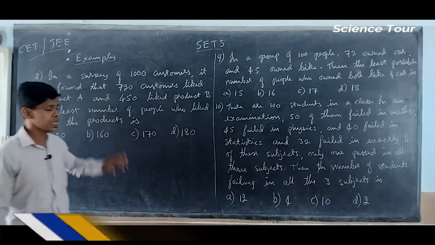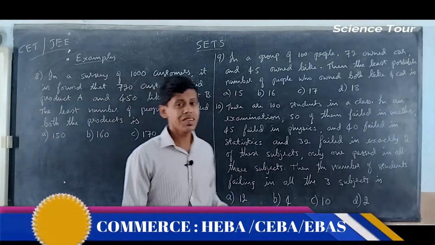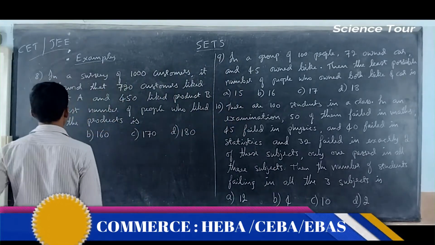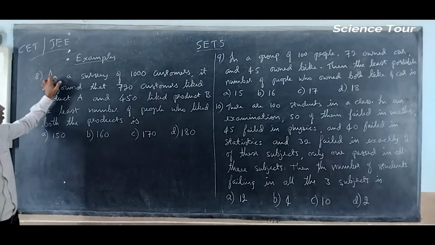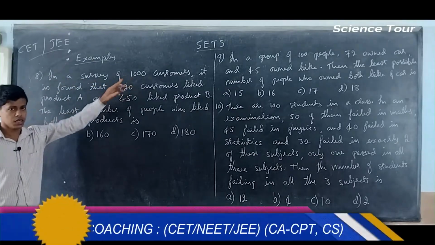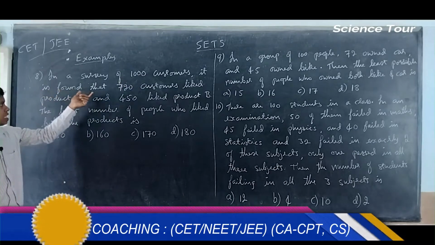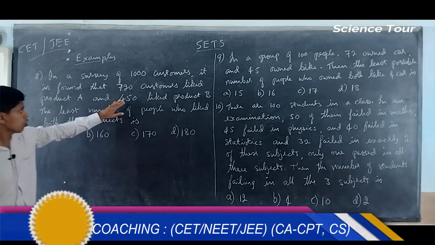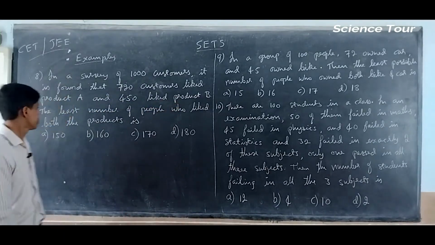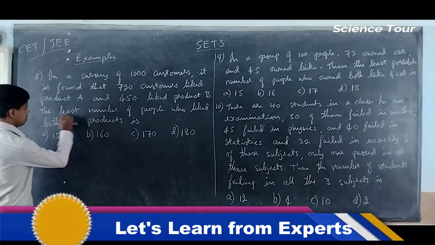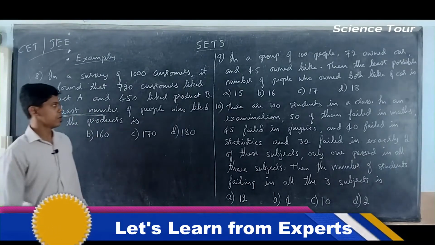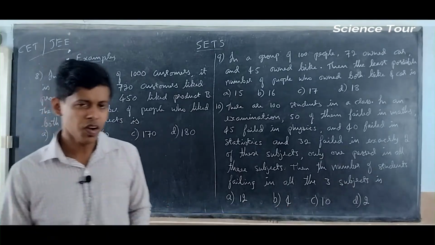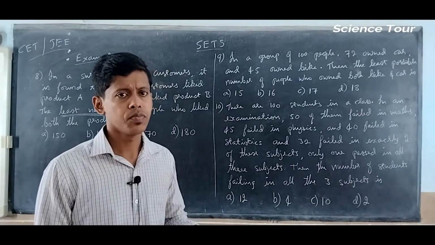Alright, so let's understand the examples. These two examples are similar, 8th and 9th. Okay, so very similar. Let's understand. In a survey of 1,000 customers, it is found that 720 customers liked product A and 450 liked product B. The least number of people who liked both the products is, alright. So what you need to find is the least number who liked both.